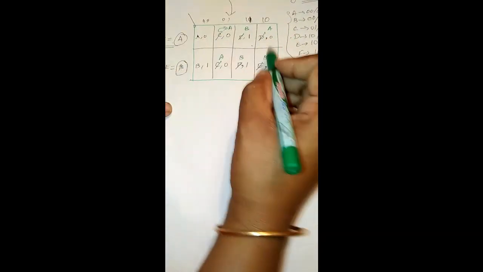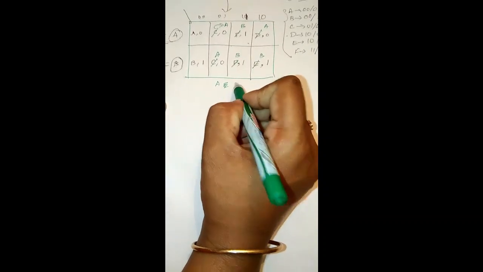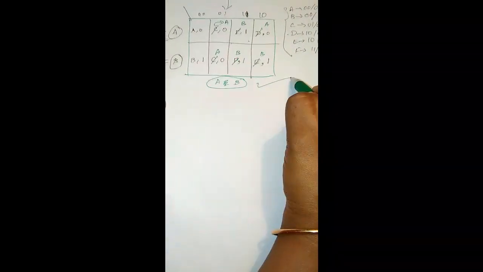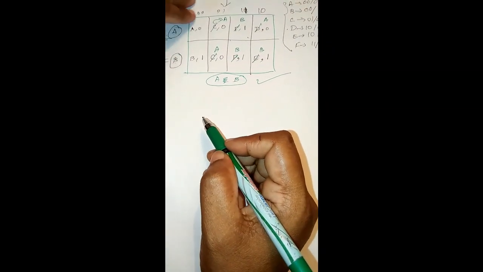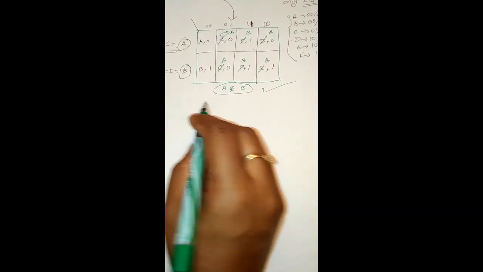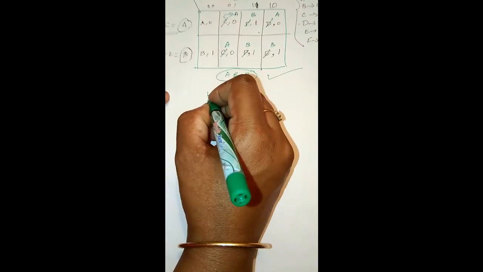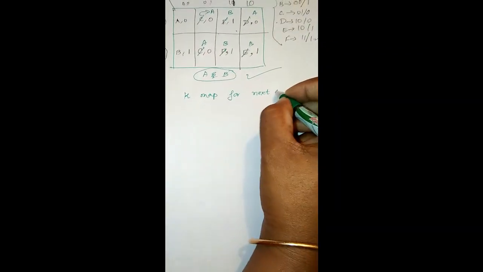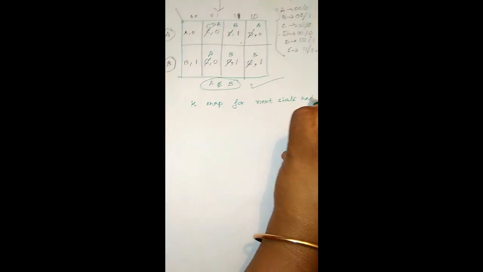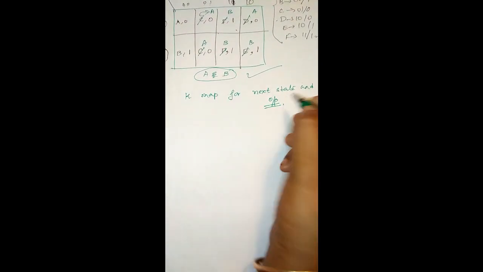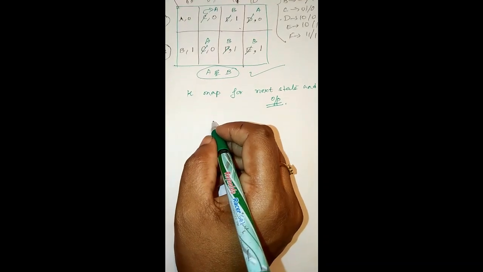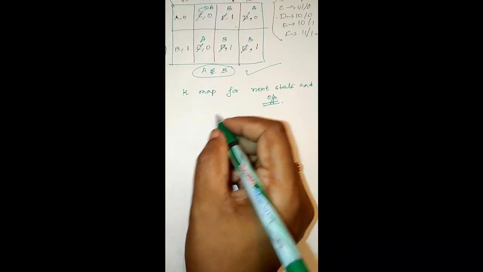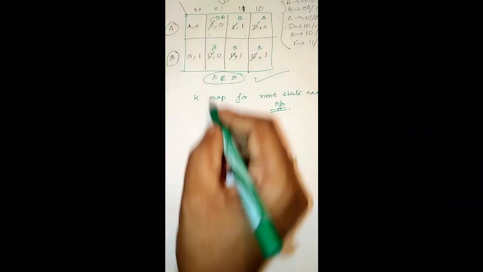So everything is replaced with only two inputs, that's your A and B. This is your reduced primitive flow table. This you can write neatly. And the next step is to draw the K-map for the next state and the output. So here we'll have to draw the K-map for the next state and the output.